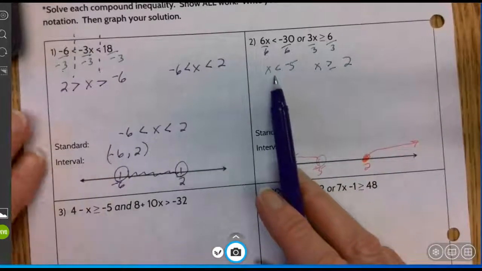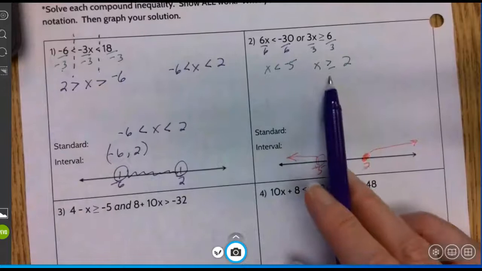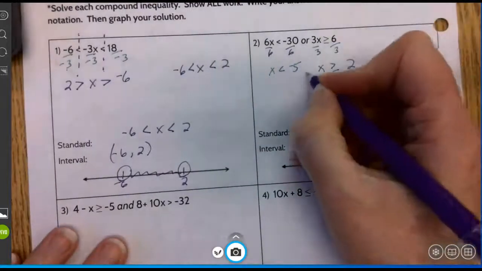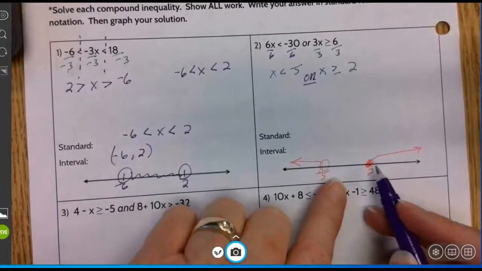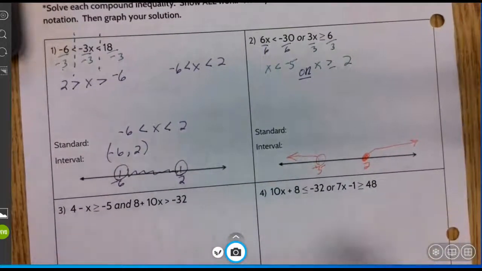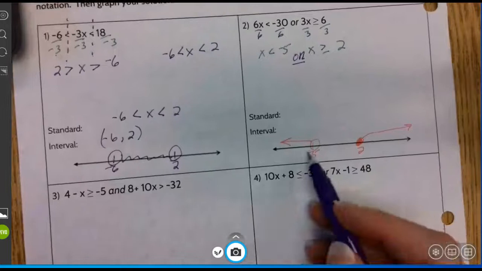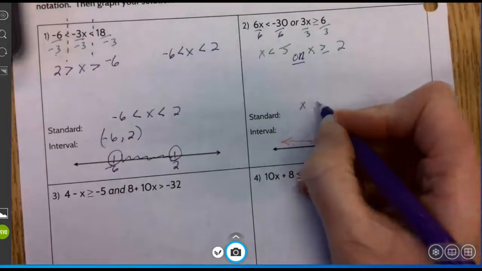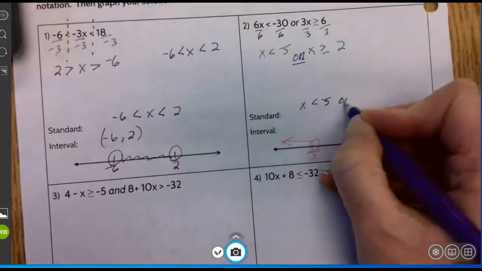So hopefully you saw when you got x is less than -5, x is greater than or equal to 2. It's an OR situation, so we know it's going to go off in two different directions for now anyway. There are more complicated things that happen, but we won't get into that right now. Standard form, I'm just going to write both of these inequalities with the OR between them.